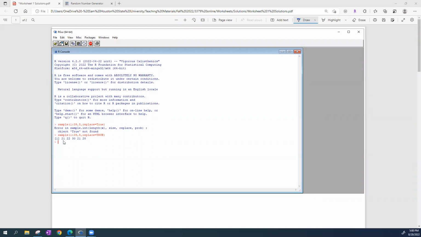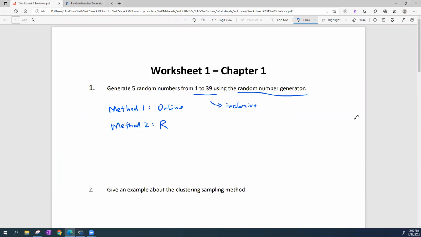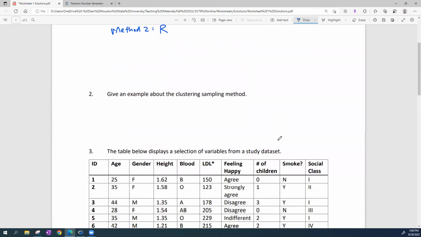So that's the 5 numbers: 21, 22, 30, 21, 28. Because we sample with replacement, it happened that we see 21 and 21. So we have 2 21s in this 5 number sample. Okay, that's how we use this R calculator. And then we can look at question number 2.